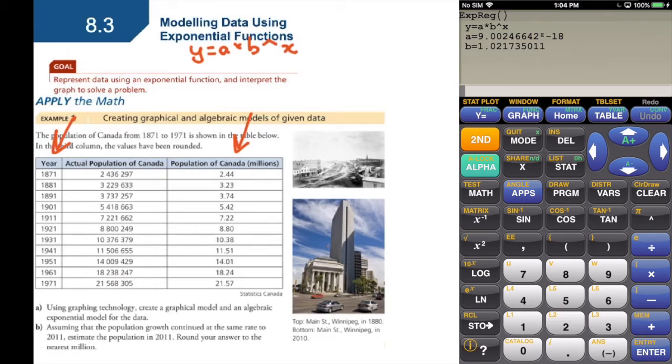So what we have here is a of 9.00, e minus 18. That is scientific notation. In reality, it is 9.00 times 10 to the power of negative 18. Again, because of the limitations of the display, that's how it's shown. B is 1.022. So when we go to fill this into the equation, writing it with proper mathematical formatting, y equals 9.002 times 10 to the power of negative 18 times 1.022 to the power of x.